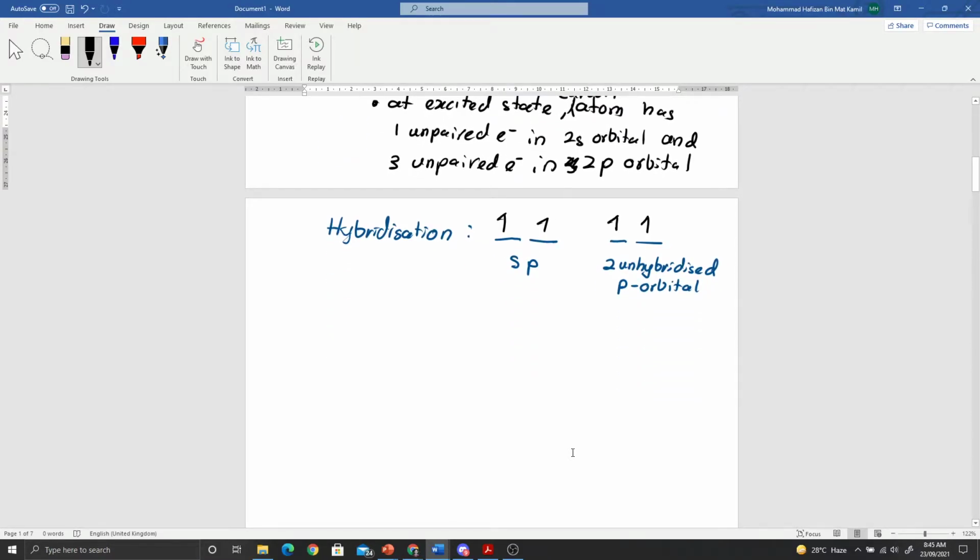So untuk dia punya description is the 2 unpaired electrons are in sp hybridized orbital.